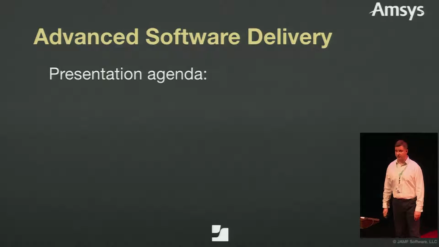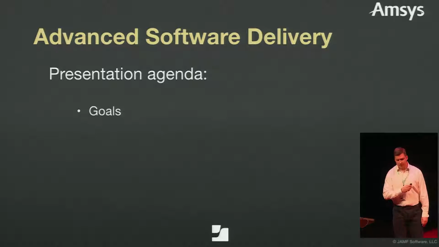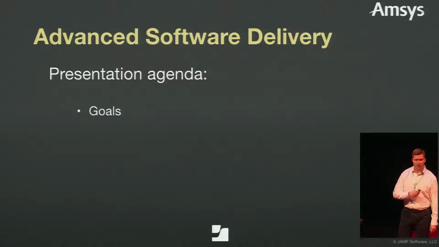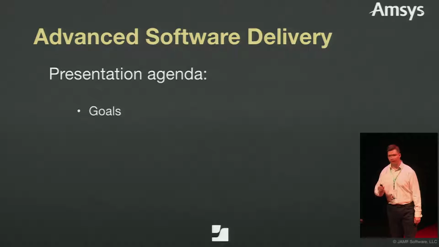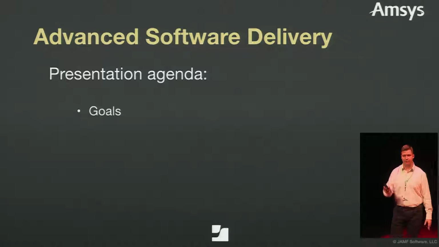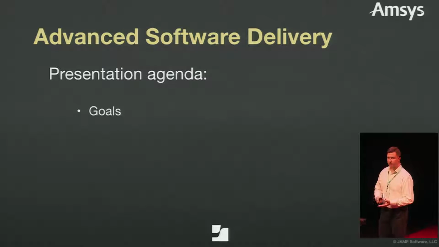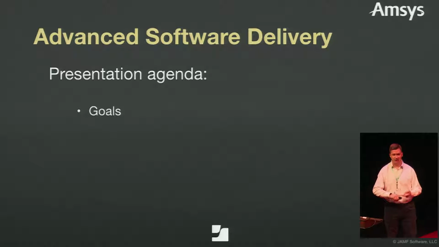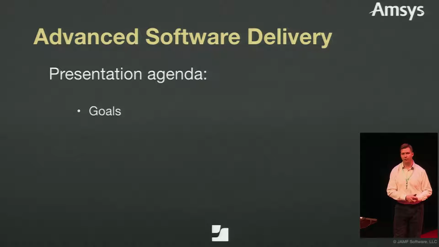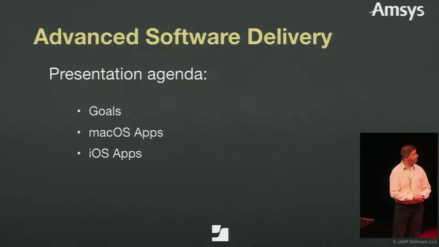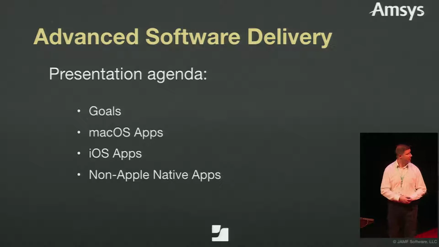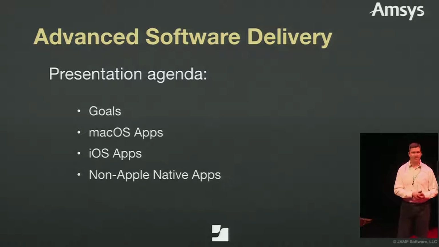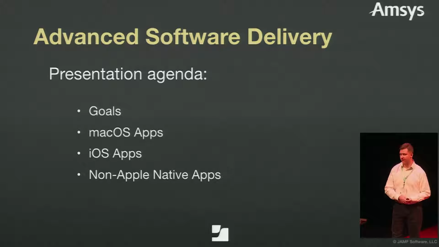Just as an agenda, I'm going to start by covering some of the goals that we look at, because it's really important when you're getting software delivered out to the users that you decide what you want to do. Do you want to customize the settings? Do you want to change the app, add some extra content, and so on? So we'll have a quick look at that. Then we're going to look at the macOS apps, iOS apps, and briefly just some of the ways that we deliver the non-Apple native apps.